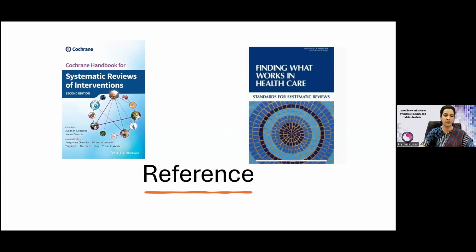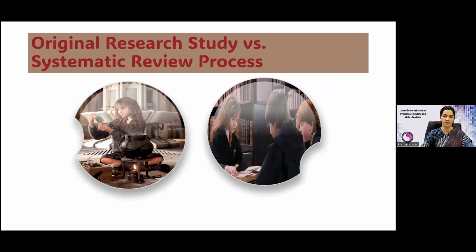These are the two reference books. There's the Cochrane Handbook of Systematic Reviews of Interventions. There's a PDF form also, and I think we have shared it in the drive folder with you. Although it's a very exhaustive book, whenever you are doing something, you can refer to it. And there is another book, Finding What Works in Healthcare, which is again a standard for systematic review. These are the two reference books which you can refer to whenever you are doing a systematic review and meta-analysis.